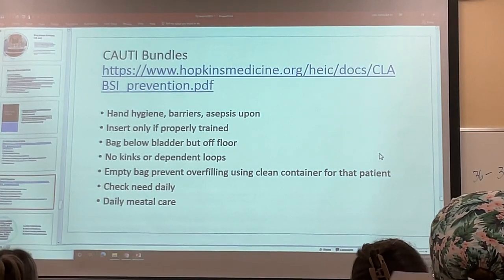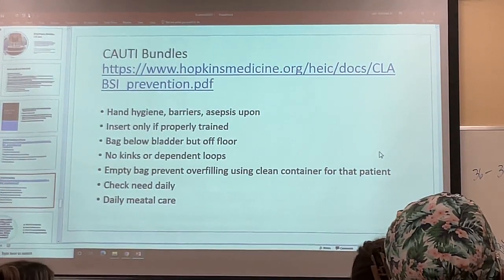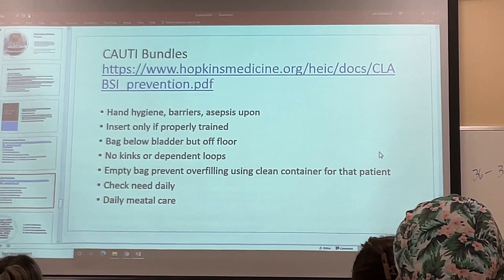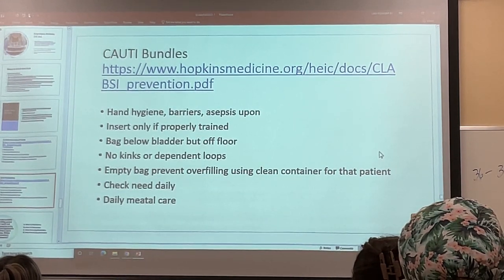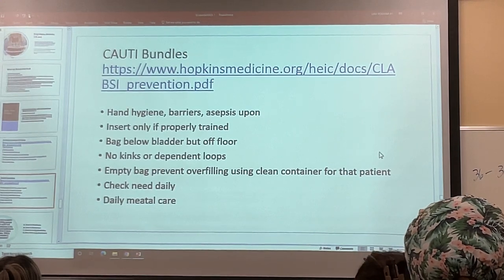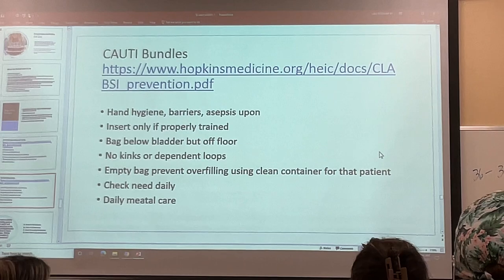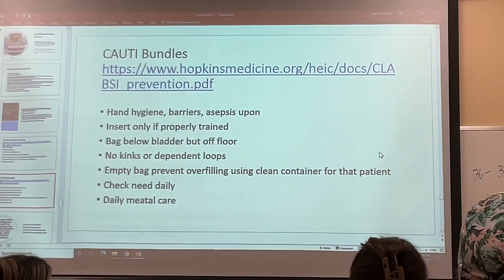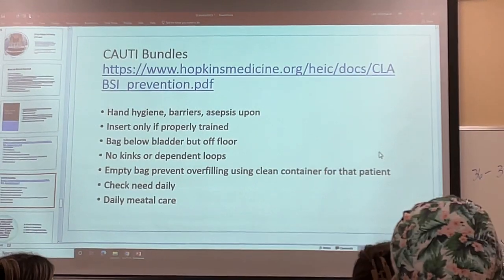Urinary tract infection. Let's see, catheter-associated urinary tract infection bundles. If you have to put in an indwelling urinary catheter, you need to make sure that you're confident in putting it in. If you're not confident, don't put it in; go to the Skills Lab and practice. But we need to wash our hands with soap and water.